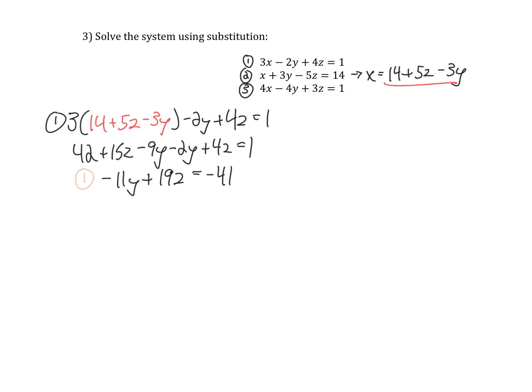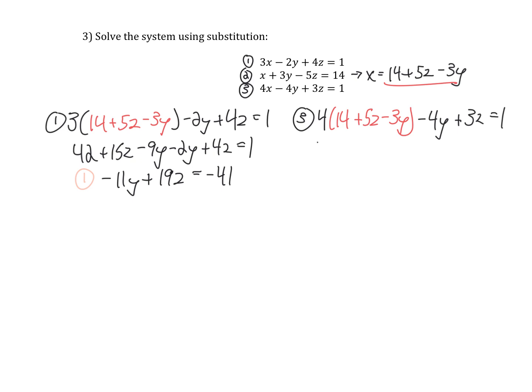So now let's use equation 3 and plug in 14 plus 5z minus 3y again. So we're going to get 4 times, in parentheses, 14 plus 5z minus 3y, minus 4y plus 3z equals 1. Again, remember, all I did was replace that x with something we know x is equivalent to, which is 14 plus 5z minus 3y.